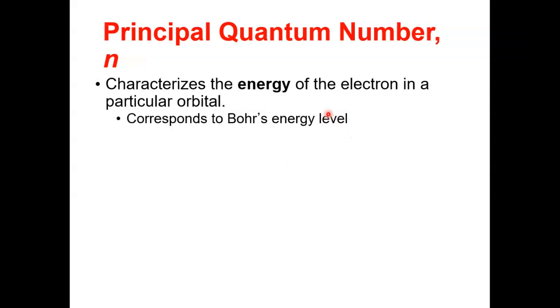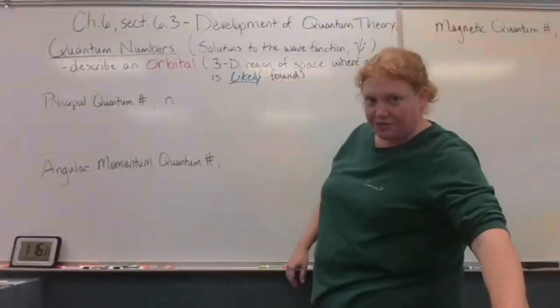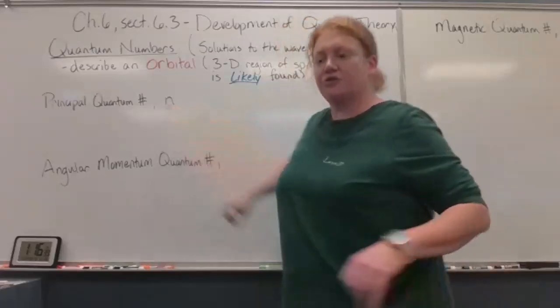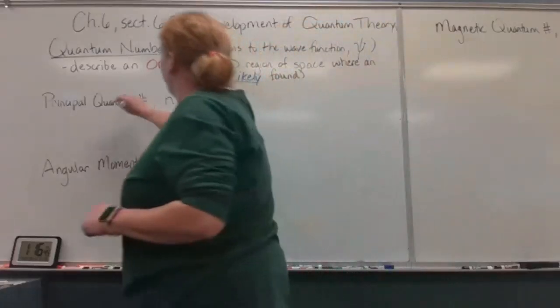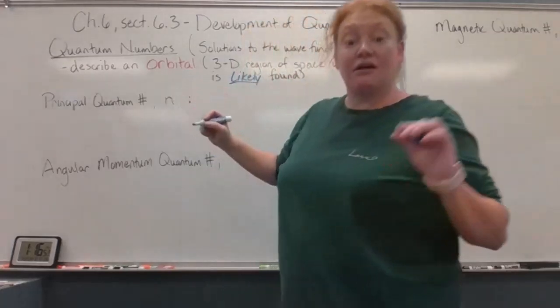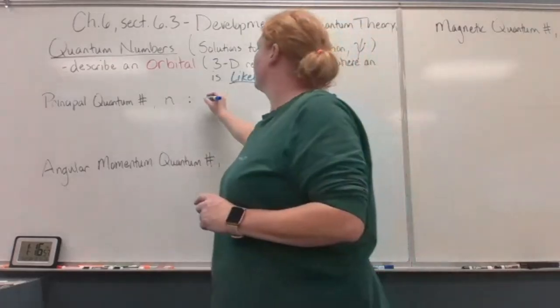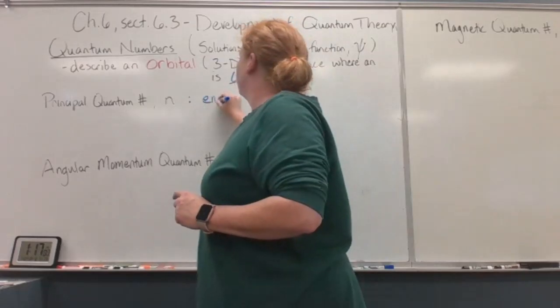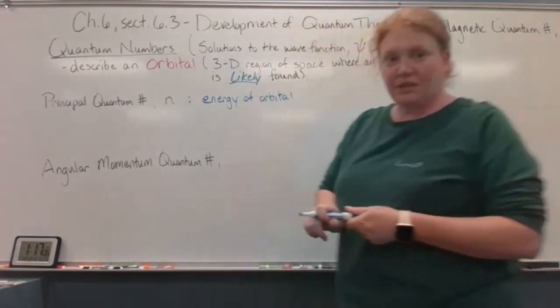So thinking about that principal quantum number, this is the energy. This is that energy level of an electron. This is very much like what Niels Bohr proposed when he said there are these discrete energy levels. So the symbol for the principal quantum number that we use is just the letter n, similar to what Bohr used. And the principal quantum number, again, describes the energy of the orbital and any electrons in that orbital.